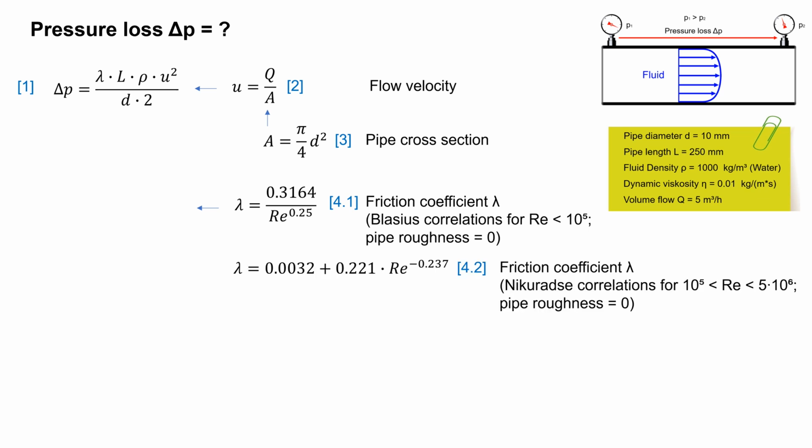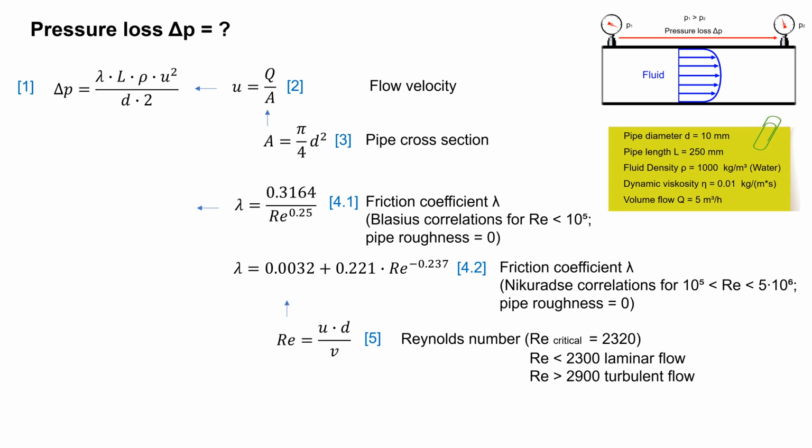Some correlations for lambda exist. Formula 4.1 is the Blasius correlation, and 4.2 is the correlation of Nikuradse. Formula 5 is for Reynolds number with pipe diameter, flow velocity and kinematic viscosity. If Reynolds number is greater than 2900, then the flow is turbulent.